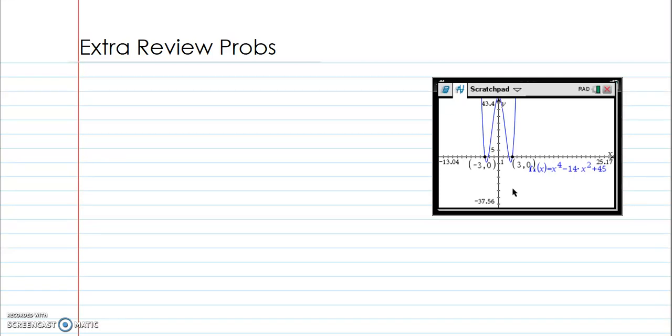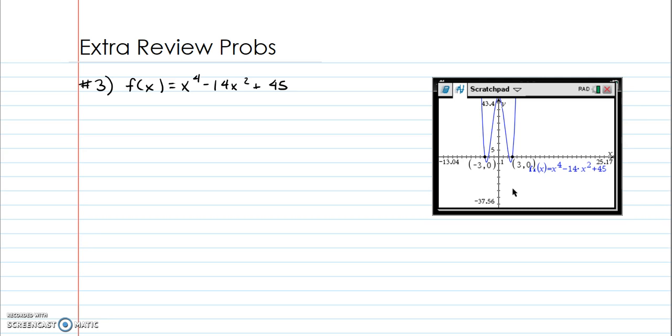I am going to do two of the problems on the extra review. One of them I believe is number 3, and it's f of x equals x to the 4th minus 14x squared plus 45. Here's a sketch of the graph. I'll use that in a second.